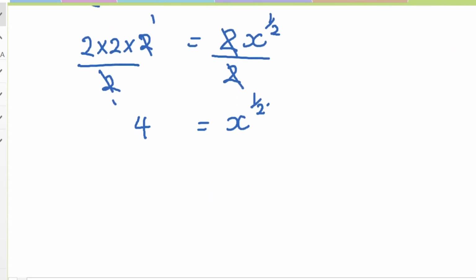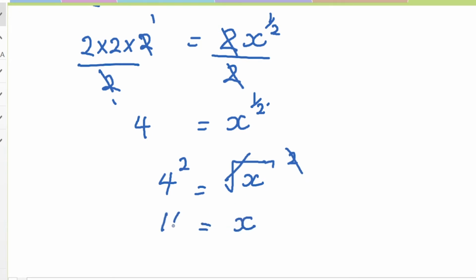Now remember, x to the power 1/2 is the same as saying the square root of x. So the square root of x is equal to 4. To remove this square root sign, I'm going to square both sides, so that the square root sign goes away. You remain with x being equal to 4 squared, which is 16. So it means my value of x is 16. And that's the answer.